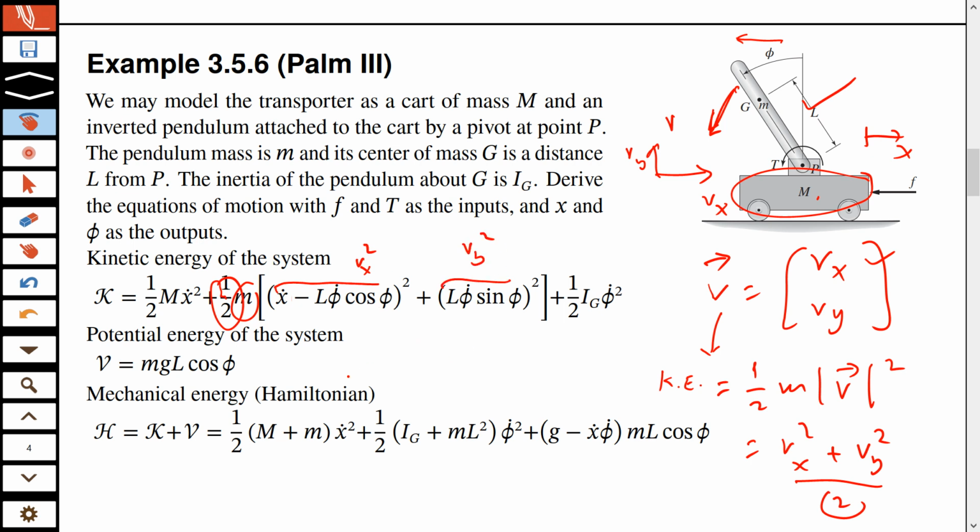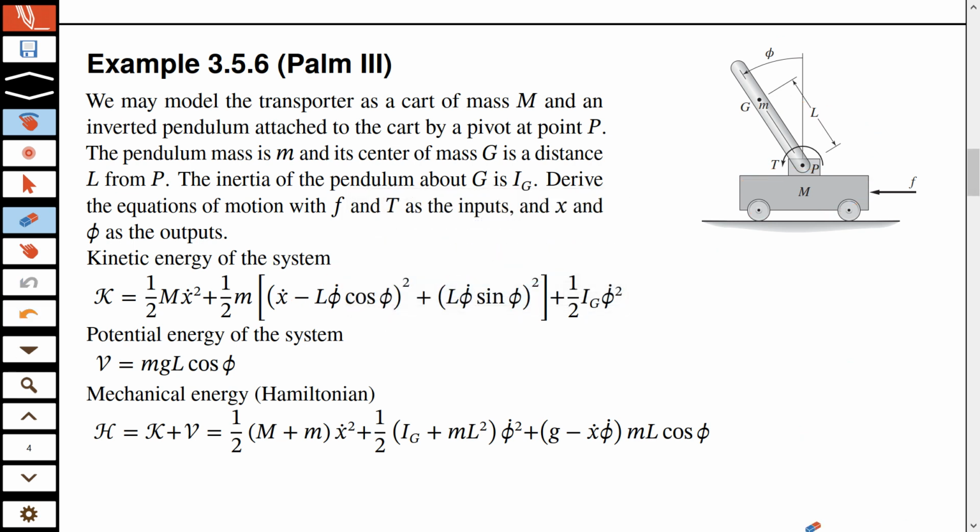So now we have everything in place. The kinetic energy, let me recap it. The kinetic energy of this whole system is equal to the translational kinetic energy of the cart, translational kinetic energy, the spinning kinetic energy about G, spinning, and the orbital.